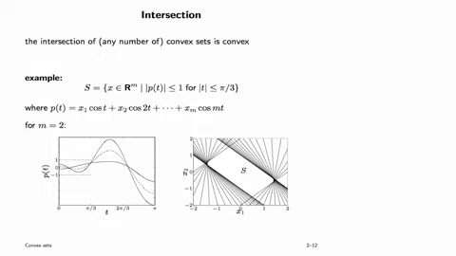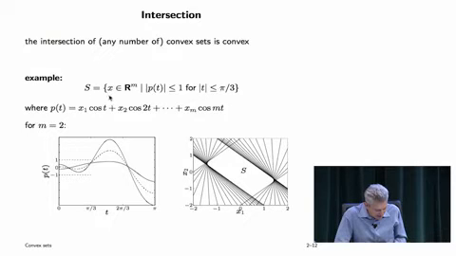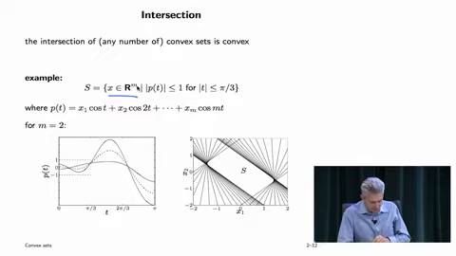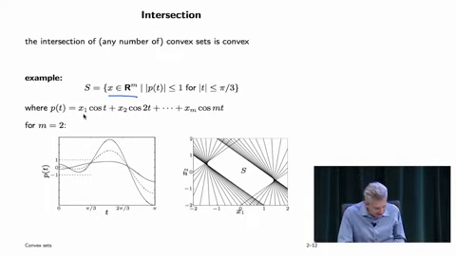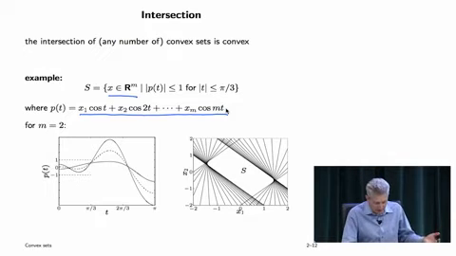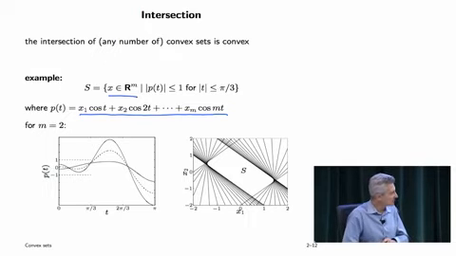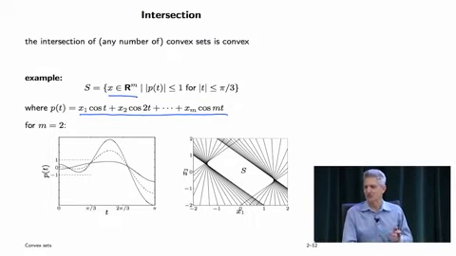So let's look at an example. S is going to be the set of vectors in Rm for which this polynomial P of t, which is going to depend on x, is less than 1 for t with absolute value less than pi over 3. Now P is a so-called trigonometric polynomial, a partial Fourier series, whatever you want to call it. Some periodic function with up to n plus 1 Fourier coefficients or something like that.